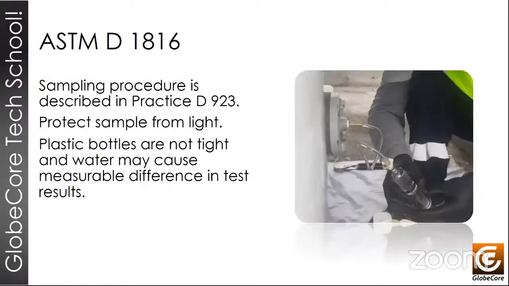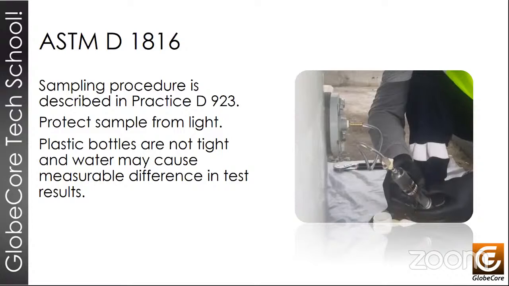So first, what we do is obtain a sample of the insulating liquid to be analyzed using an appropriate ASTM approved sampling device. The procedure for sampling the insulating liquid is detailed in practice D923. Special attention should be paid to the general precautions in the test method. The sample must be protected from light until it's ready to be tested. Plastic bottles are not particularly good for this purpose because they are permeable and the amount of moisture in the sample can change. That results in a measurable difference when comparing samples collected in non-permeable containers.